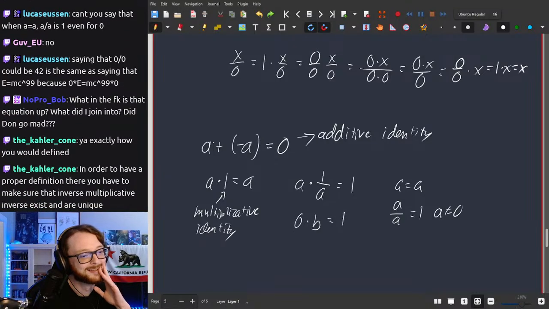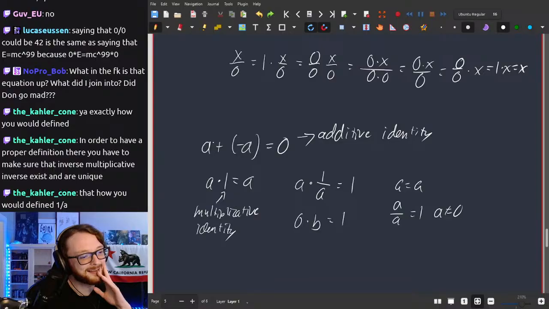A equals MC to the 99 because of 0. I have to think about what you're saying with that, Lucas. Hey, Bob. We've been talking with Lucas about why you can't divide by 0. And I'm reaching for how to get at why, basically.